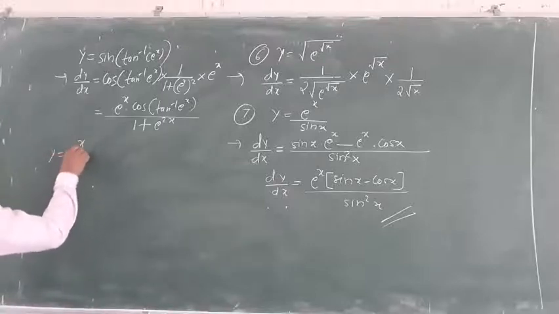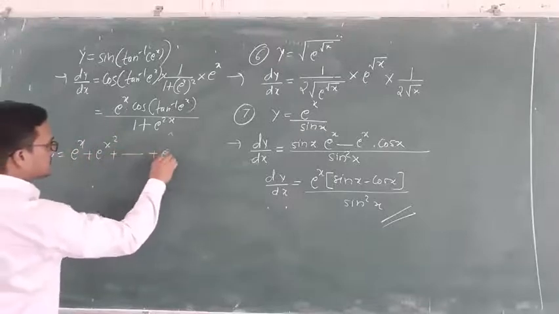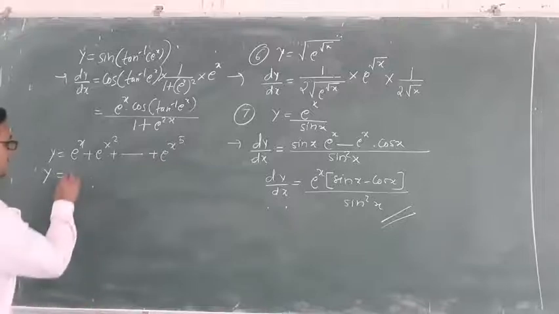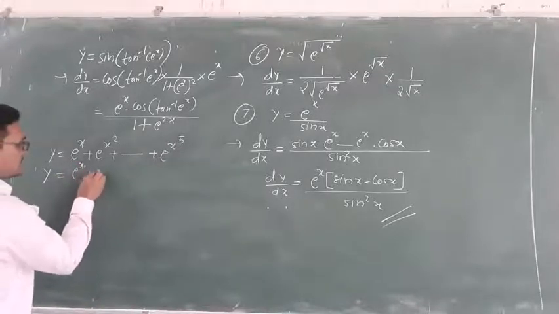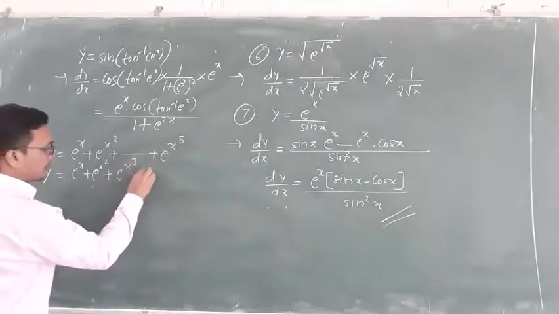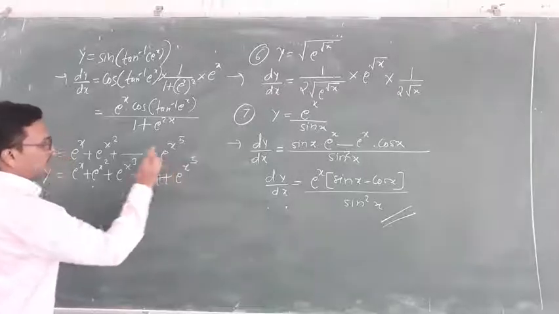Okay, next example, y is equal to e to the power x plus e to the power x square plus so on plus e to the power x to the power 5. Okay, so first you write the middle terms which are missing here. So e to the power x plus e to the power x square plus e to the power x cube plus e to the power x to the power 4 plus e to the power x to the power 5.